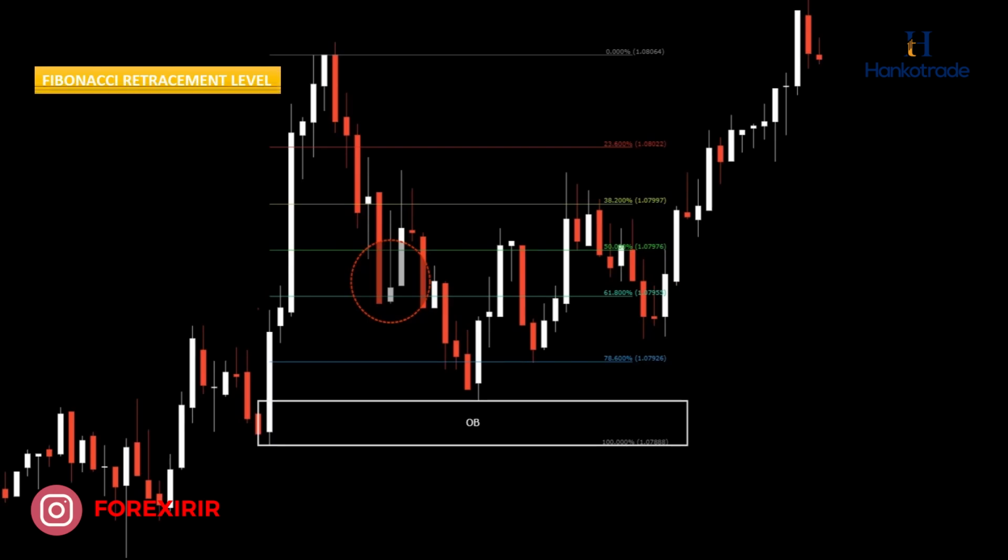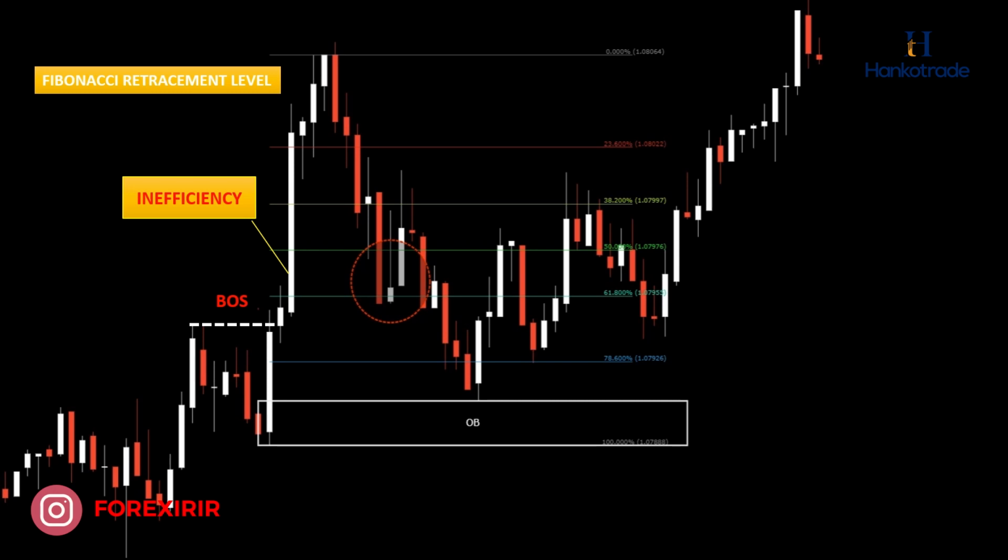Number 4 on our list is Fibonacci retracement levels. These levels are popular among traders for identifying potential reversal points. Inducement may occur at these retracement levels to deceive traders into taking positions before a price reversal. As you can see in this chart, the price formed a bullish break of the structure by surpassing the previous higher high, leaving an inefficiency behind.